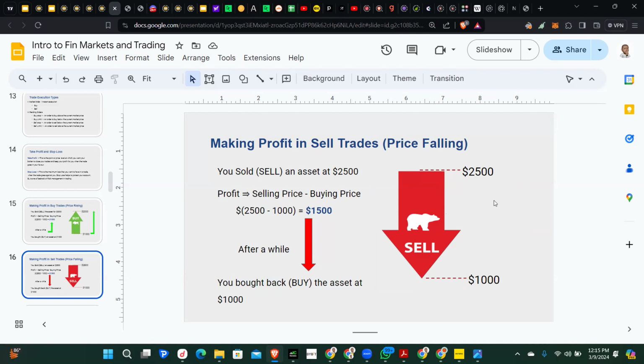Remember, you have 2,500 in your pocket. With that 2,500, you went back to the market. That same phone you sold at 2,500, you bought back at 1,000. So from the 2,500 you have, you remove 1,000, and you have 1,500 as profit. And you've also bought the phone and taken it back to your friend. So everybody's happy. This is how it happens with the sell trade in the currency market or the financial market. So I believe it makes more sense now.